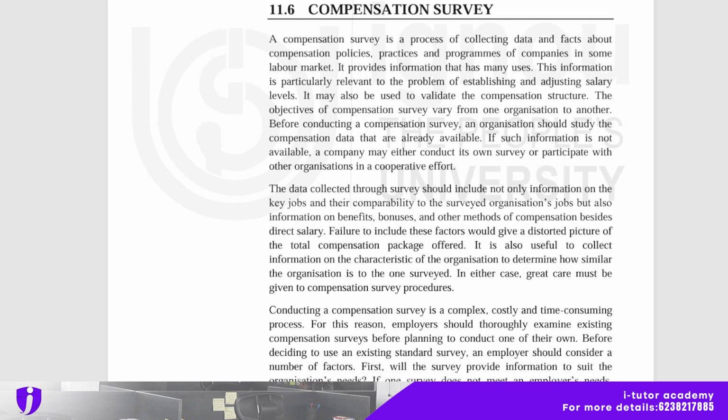In today's session, we will start with the compensation survey. A compensation survey is a process of collecting data and facts about compensation policies, practices and programs of companies in some labor market. It provides information that has many uses. The information is particularly relevant to the problem of establishing and adjusting salary level. It may also be used to validate the compensation structure.